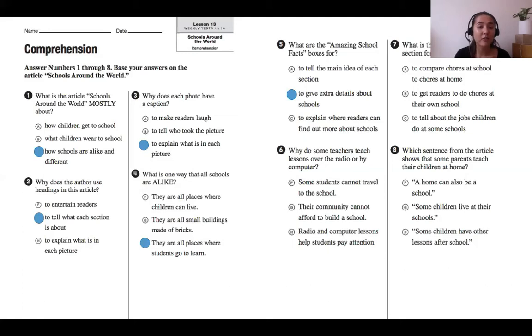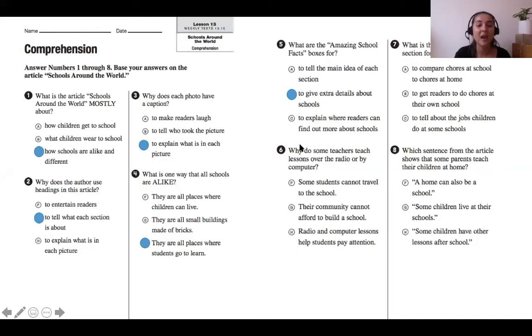So we'll go ahead and look more into that this lesson. It doesn't explain where readers can find out more about schools. It doesn't give us a place to go to find out more about schools. It doesn't give us an internet website to find out. But what it does is tell us more details about schools. But we'll look more into that in this lesson.